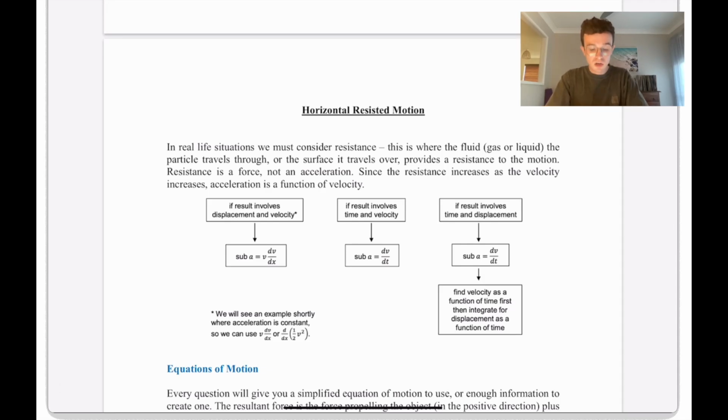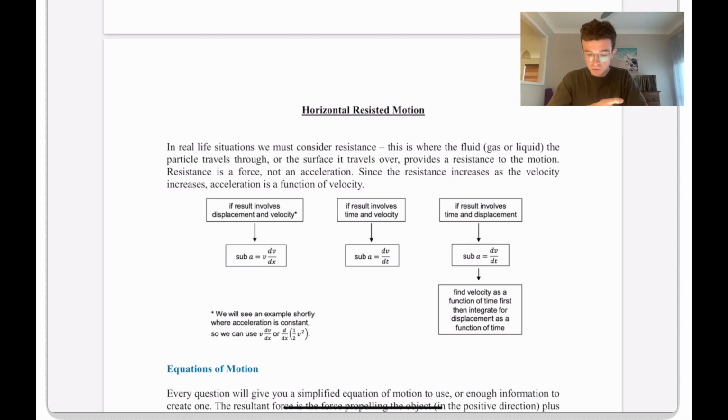Alright, today we're really going to look at what Extension 2 is all about and how it is separate from our work with motion in Extension 1. Today we're looking at the idea of resisted motion. So in real life situations we need to consider resistance.